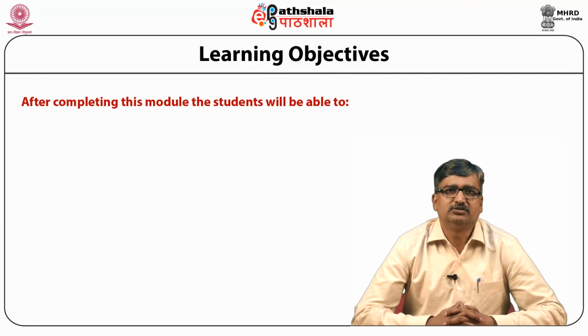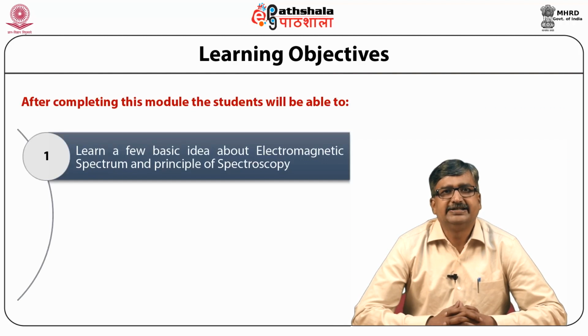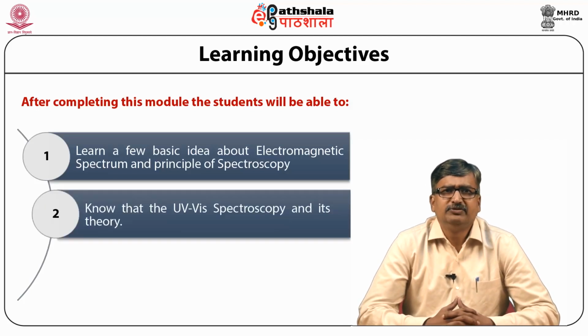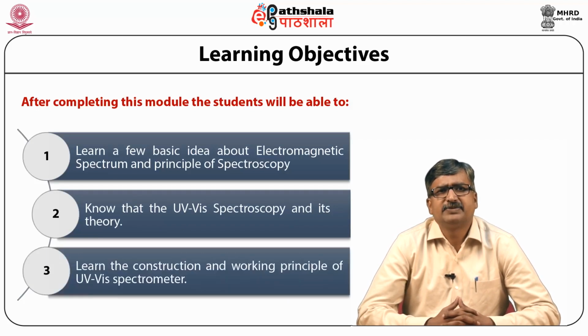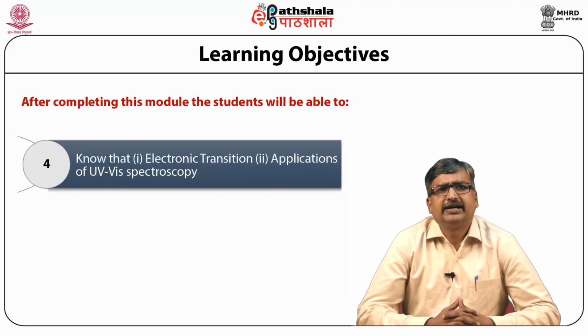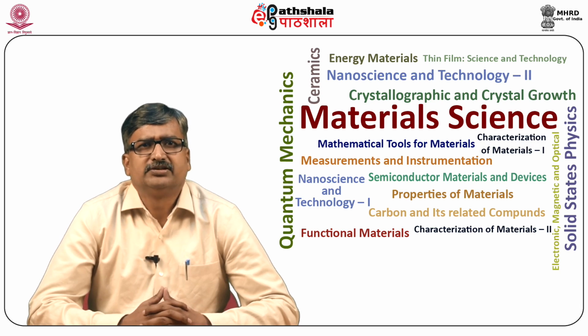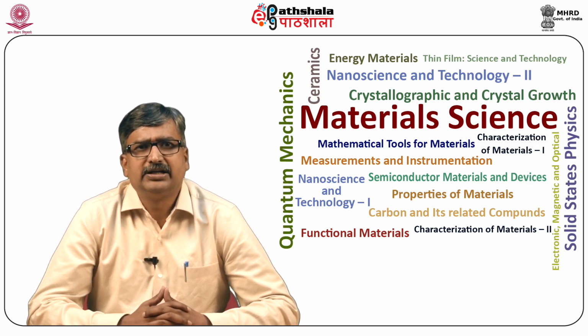After completing this module, the student will be able to learn a few basic ideas about the electromagnetic spectrum and the principle of spectroscopy. You will also know UV Vis spectroscopy and its theory. You will learn the construction and working principle of the UV visible spectrophotometer, and know the electronic transitions and applications of UV visible spectroscopy.